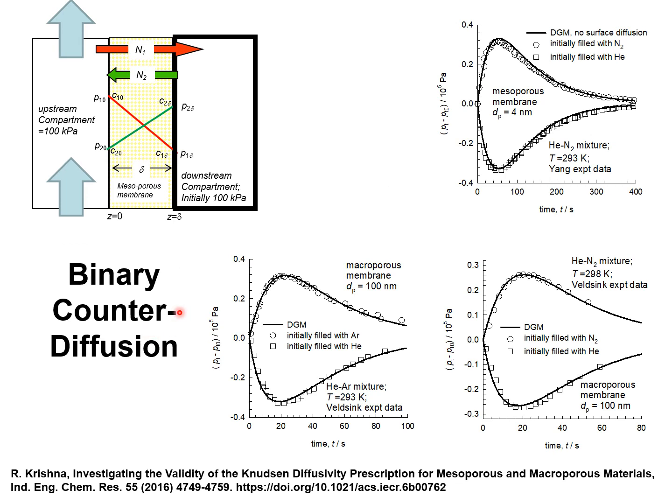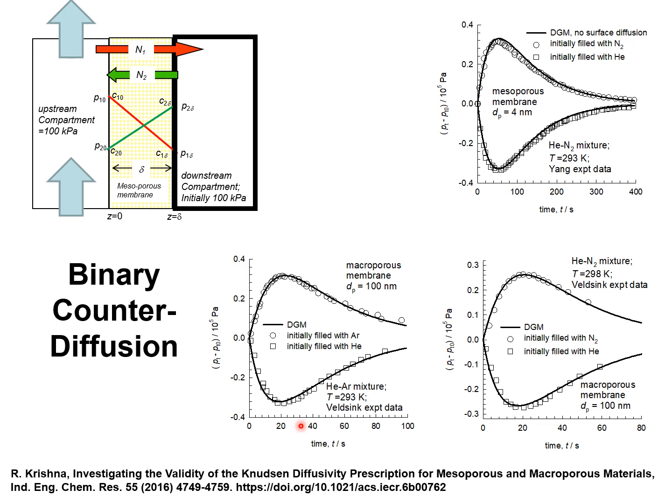Here I show 3 additional sets of experiments in the same kind of experimental setup as described in the previous slide. Here is counter diffusion in a mixture of nitrogen and helium across a mesoporous membrane with a pore diameter of 4 nanometers. The experimental data shown by the circles and squares are in excellent agreement with the dusty gas model using the Knudsen prescription.